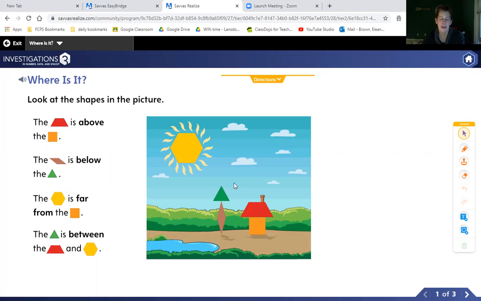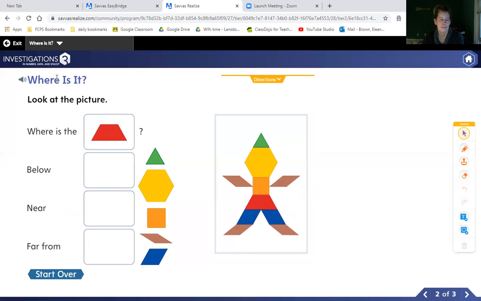In this game, you can add in your position words and you can play Match Mine. I'm going to show you that after we do our videos. Where is it? Look at the picture. Where is the shape? Below? Near? Far from? Drag shapes to answer the questions. Tap the Start Over button to reset the workspace.